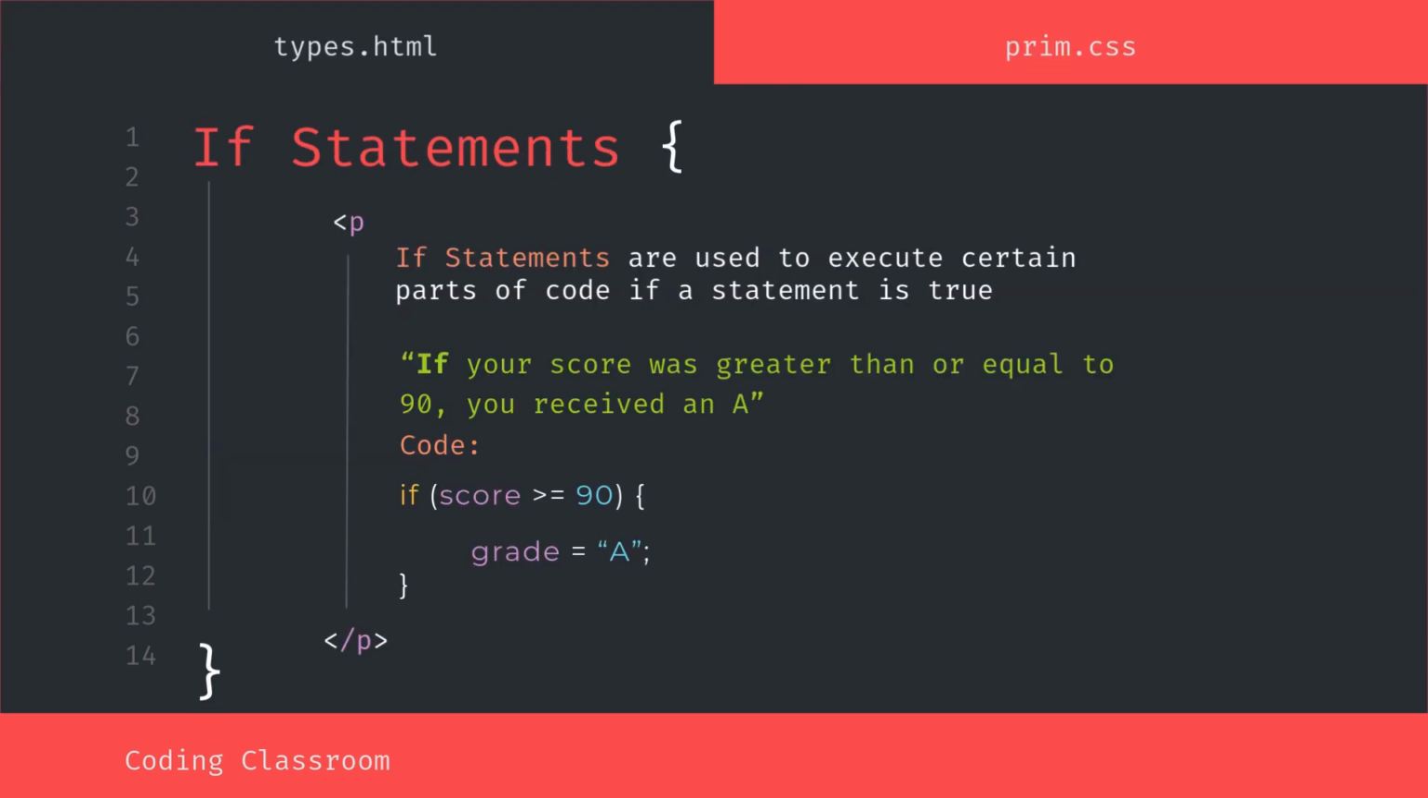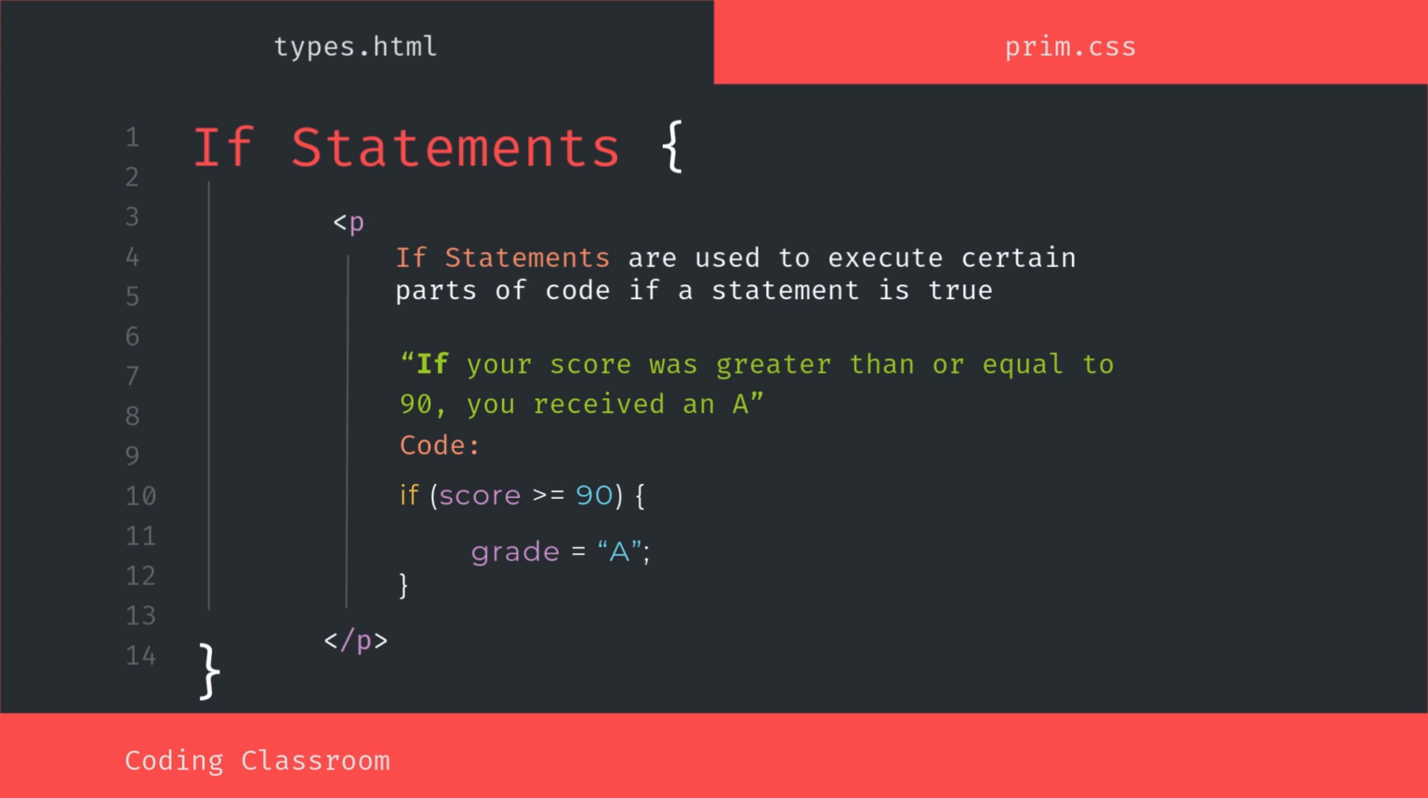Let's talk about one of the most fundamental conditional statements in Java, the if statement. An if statement is used to execute a block of code only if a specified condition is true. If the condition is false, the code inside the if block will be skipped. For example, if a student's score is 90 or higher, we can assign them a grade of A. Let's look at how that works in Java.